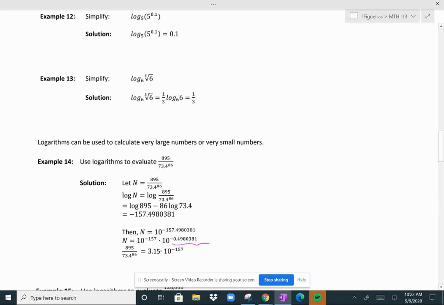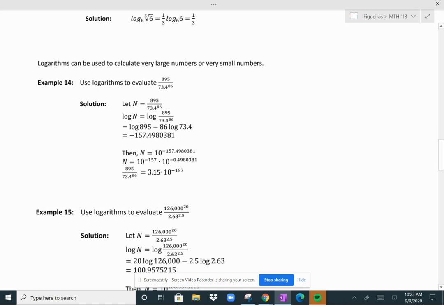Using scientific notation, this number becomes 3.15 times 10 to the negative 157. Remember, that means that the decimal gets moved 157 positions to the left, which is definitely not practical to do. So using scientific notation, we get an answer.